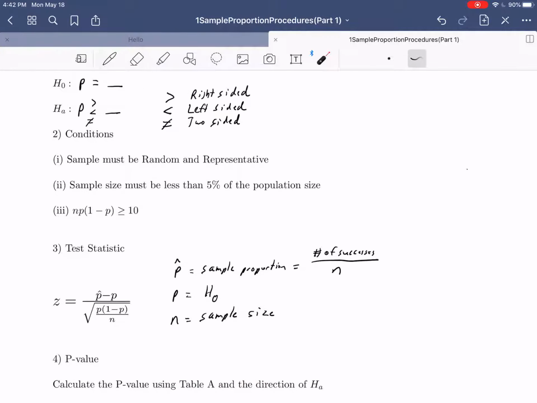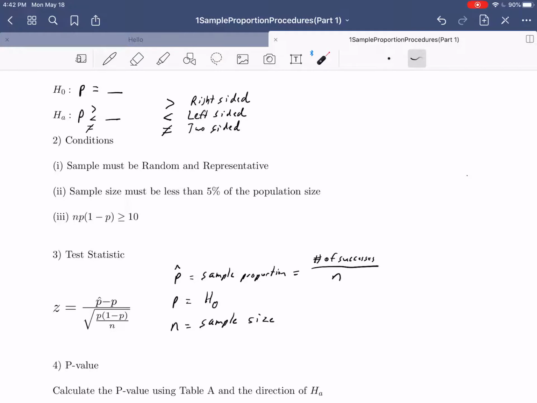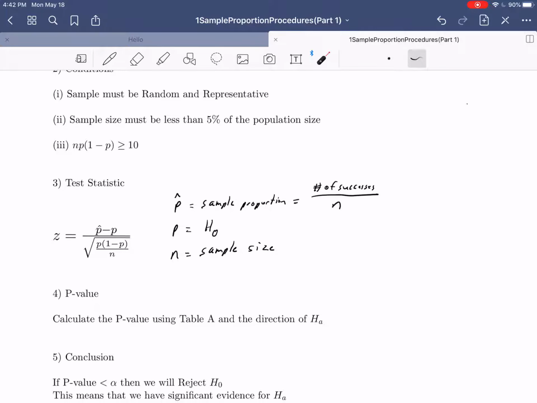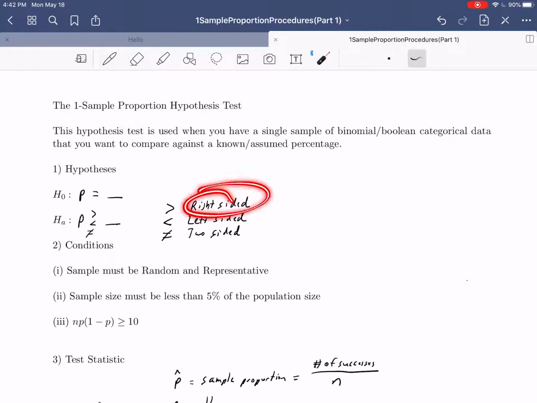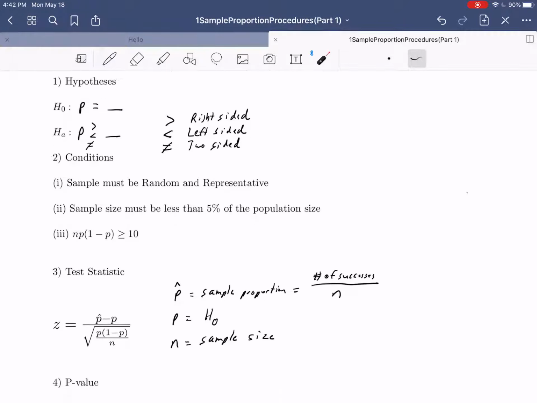That's why it's so important that when you're doing these proportion procedures, you identify right-sided or left-sided, so that when you go to get your p-value from table A, you know whether you need to look to the left or to the right. And as we know, on table A, what you find from the table is always on the left-hand side. So if you're doing a right-sided test, you're going to have to do 1 minus that value, just like we did when we were originally learning how to calculate things using the normal distribution.